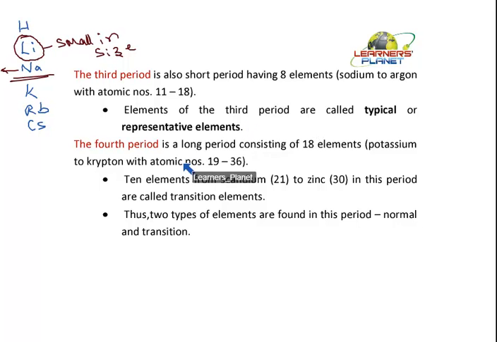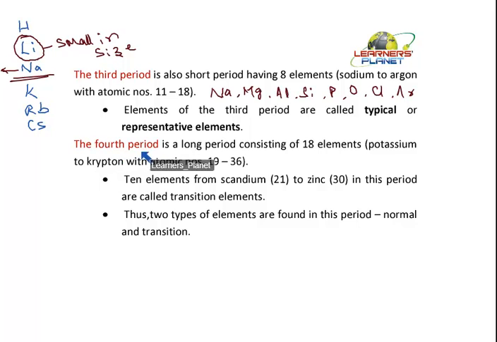Now I'll write the elements present in the third period. Starting with sodium, then what would be next? Magnesium, then aluminium, then silicon, then what are the elements there? Phosphorus, then sulphur, then chlorine and then argon. So these are also what? These are short periods. Now moving to the fourth period, students, what is it?